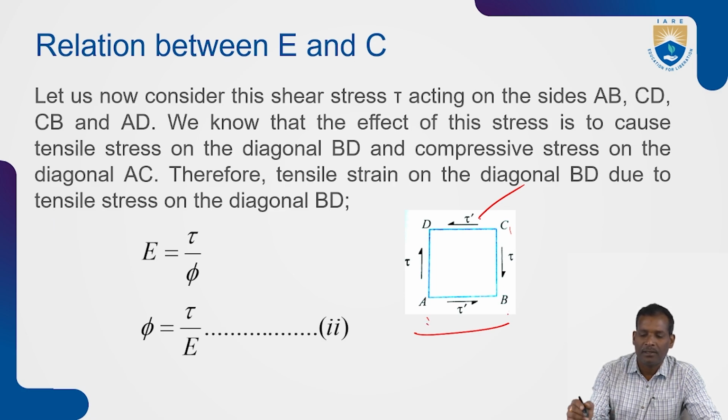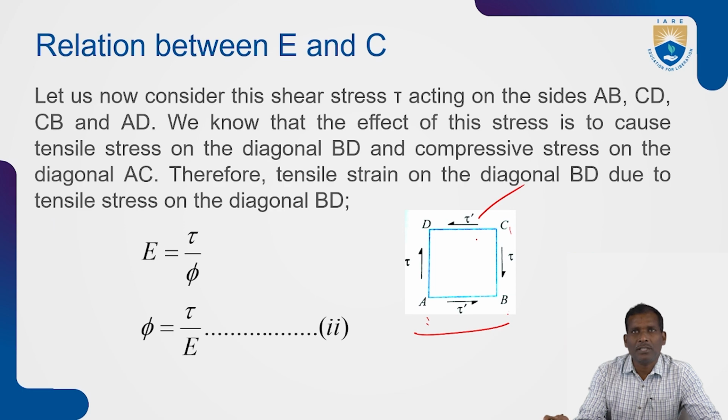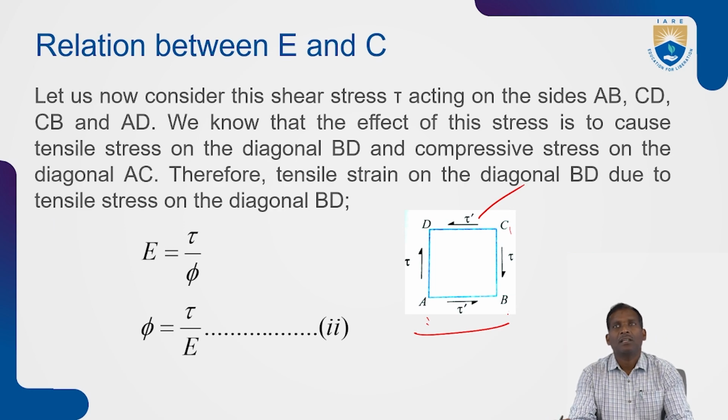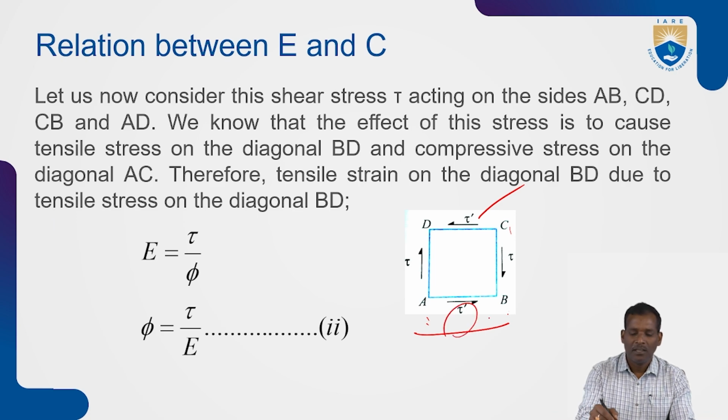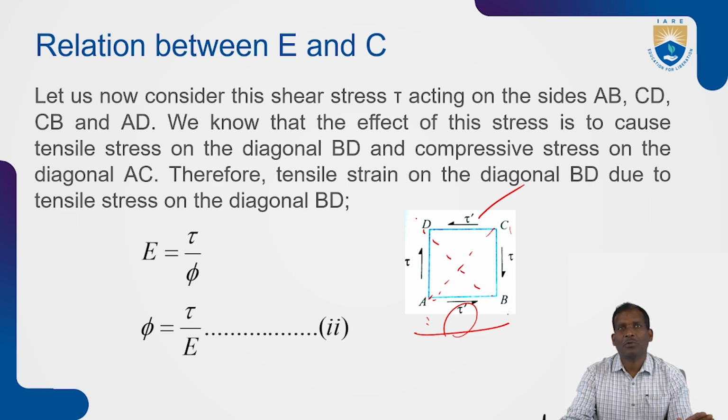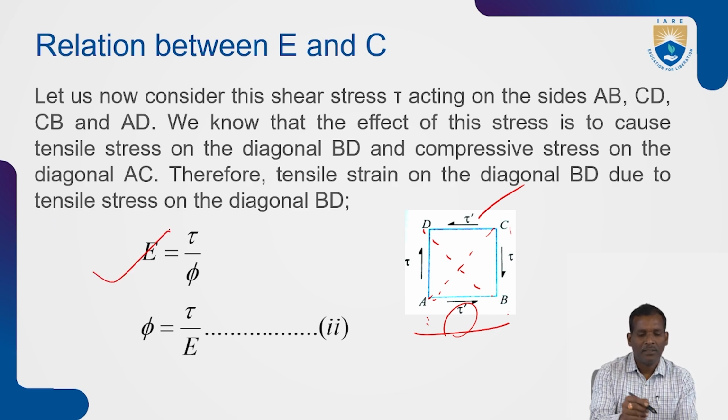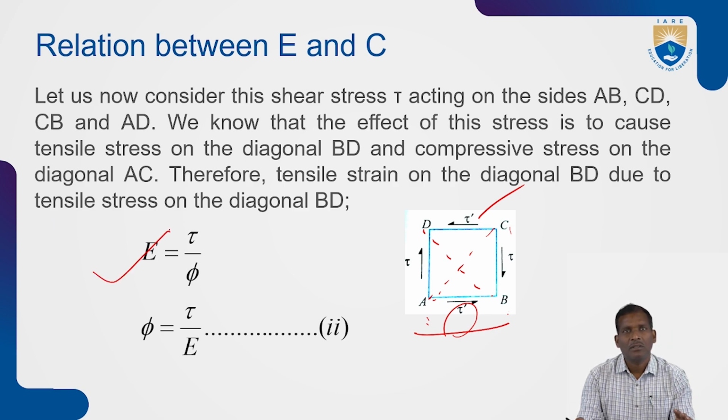CB, AB, and CD. So, we know that the effect of this shear stress is to cause tensile stress on the diagonal BD and compressive stress on the diagonal AC. So, the effect of this shear stress on AC, and similarly on the diagonal BD, is tensile stress on the diagonal BD. Now, you can write E is equal to shear stress by shear strain.